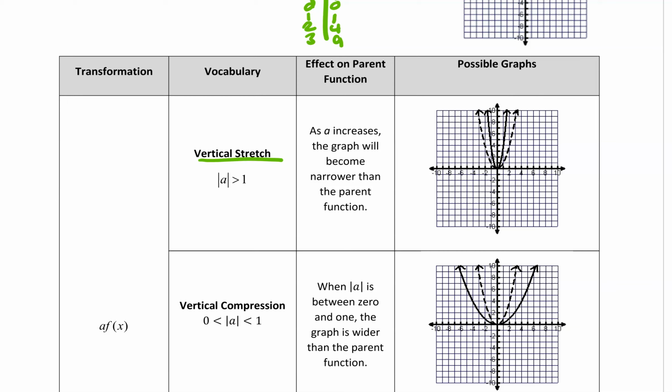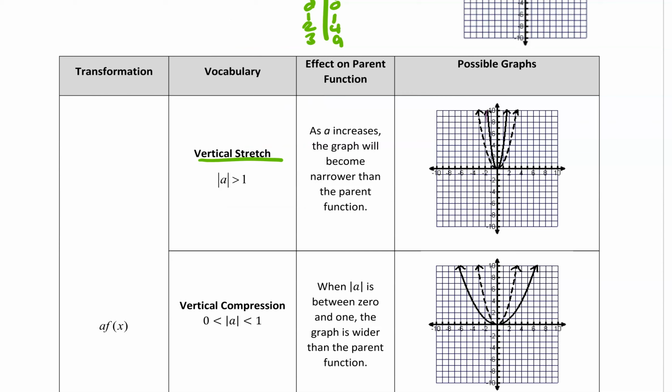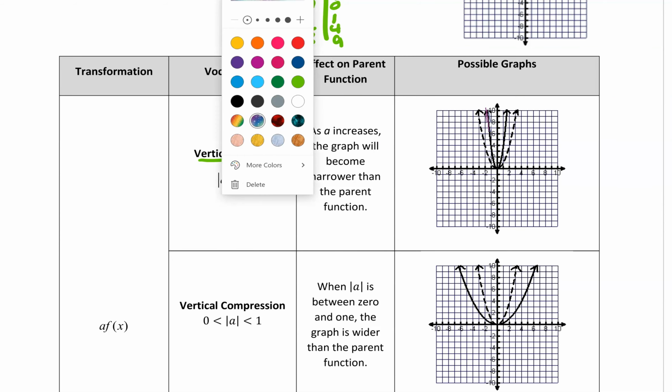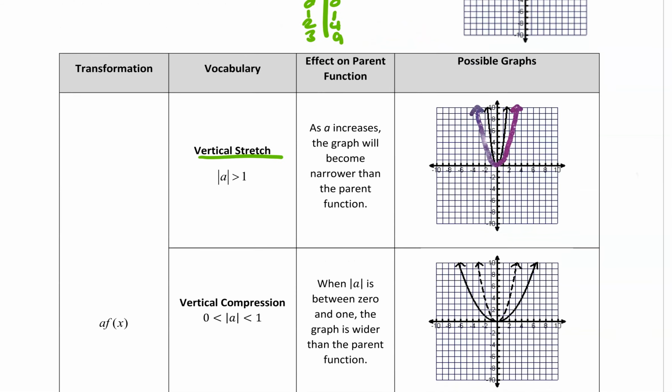So the parent function is, let me change the color here. The parent function is, let's do rainbow. This rainbow graph here, let me go there. This is the parent function. Okay. I am actually wrong. That is not the parent function. The parent function is this dashed line. Okay. So the parent function, if you look up here, it matches that parent function.